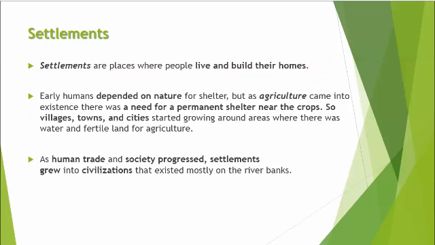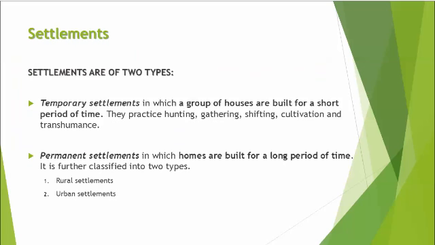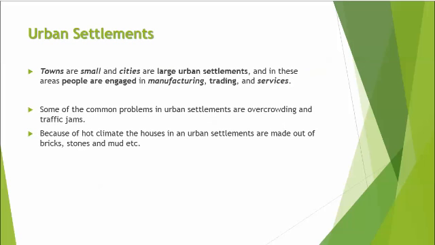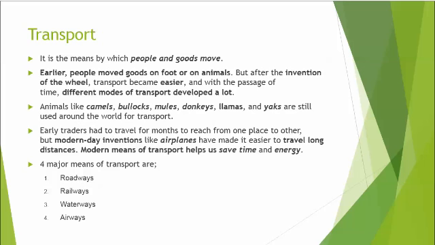We finished with the settlements. I'm showing you the slides again for your reminder and a quick review. Types of settlements: rural settlement, urban settlement, and here goes our new topic: transport. As we know how settlements happen, let's try to understand how to communicate between these settlements.